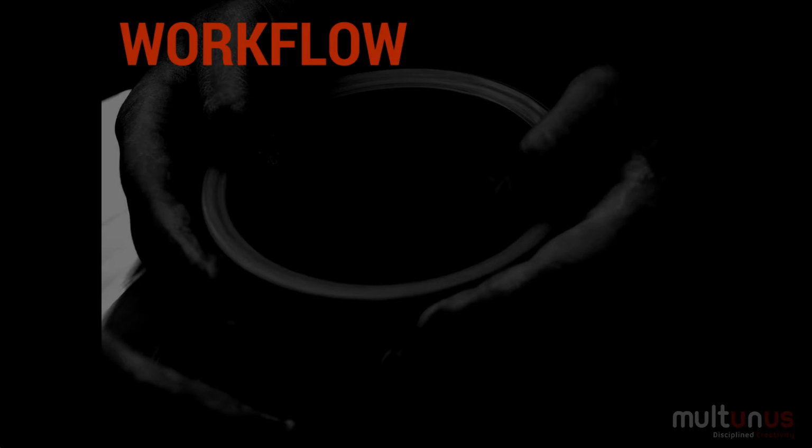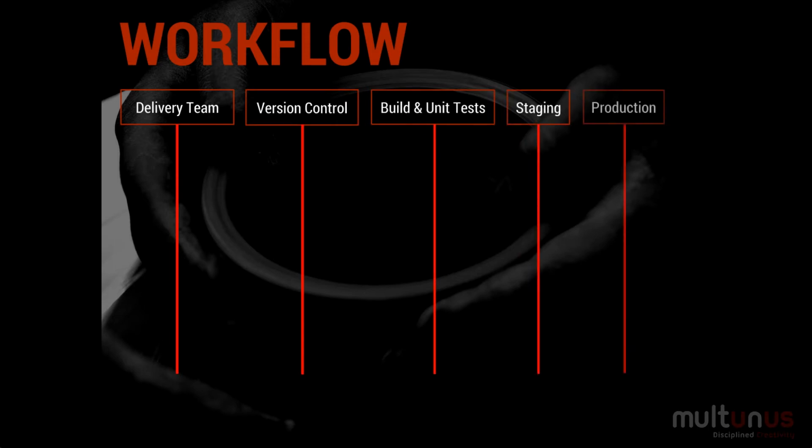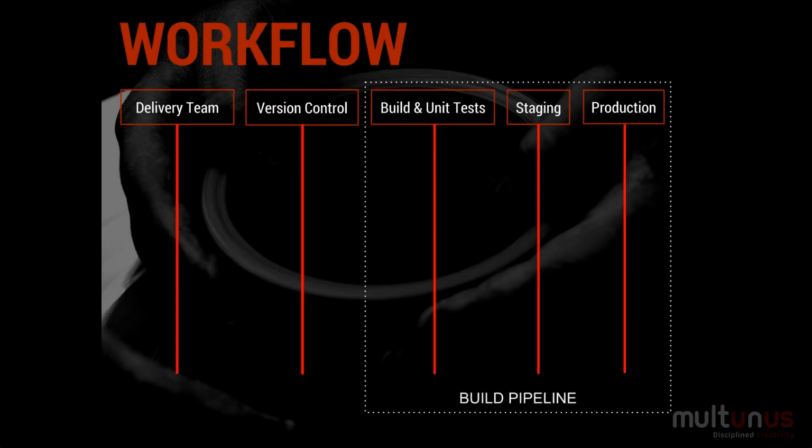Okay, so we have a delivery team, a version control system like Git, a continuous integration server like Jenkins, which can run unit tests and create the build, and the final two stages of the build pipeline are staging and production for deployment. The continuous integration server, along with staging and production, makes the build pipeline.